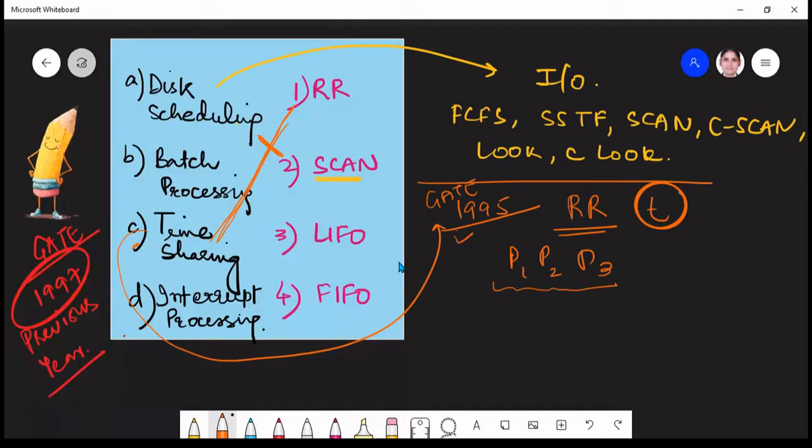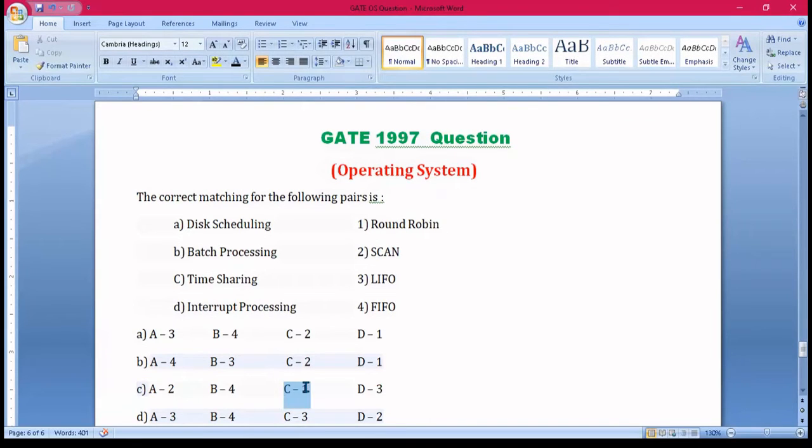In such types of questions, we don't have to solve the complete question. We got to know that for A, the answer is 2, and for C, the answer is 1. Now let's go to the options. As you can see here, C is 1 and A is 2. First of all, let's see about C. Here we have only one option where C is 1, and the rest of the options have different values. We have already discussed that for time sharing, the algorithm used is round robin. This has already come in GATE 1995, and this answer is pretty correct.